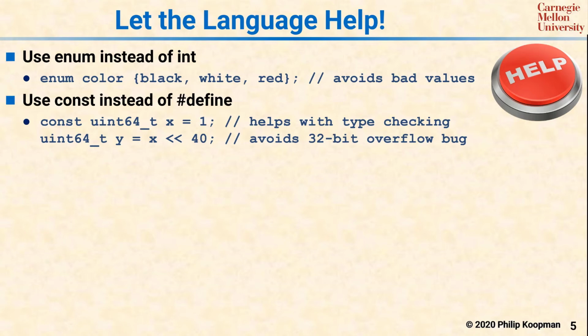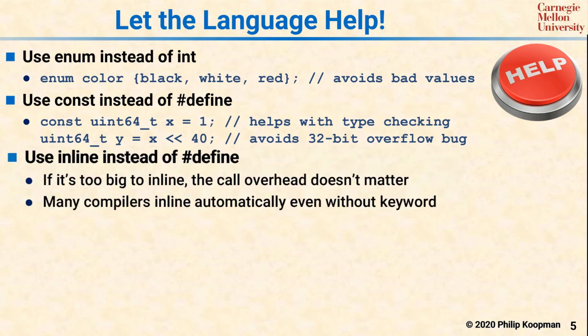Continuing the theme of trying to avoid #define, you should also use the inline keyword instead of #define so that you can avoid almost all macros. Inline gets rid of the subroutine call overhead for short subroutines of perhaps 10 lines or fewer. If the compiler complains the subroutine is too big to be inlined, then probably the overhead for the subroutine call ends up not mattering.